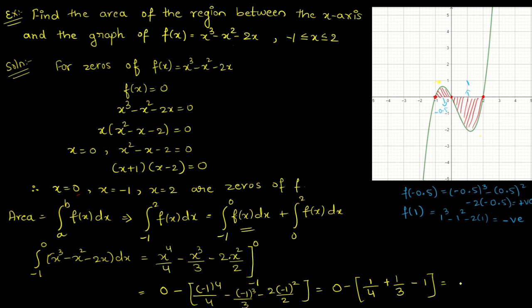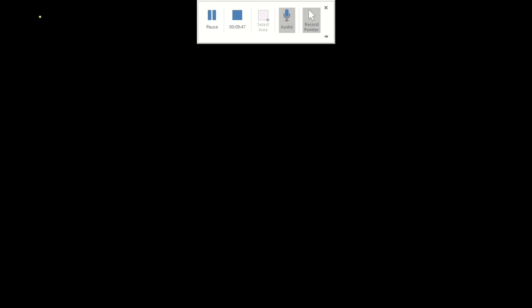Now if you simplify this, take the LCM: this will be 3 plus 4 minus 4 times 3, which is 12, divided by 12. 4 plus 3 is 7, and 7 minus 12 is minus 5, so minus 5 by 12. Minus of minus will be plus. So in this case, I get the answer as 5 over 12. Since the curve is lying above the x-axis, this area will be positive. So I have obtained the answer here as 5 over 12.